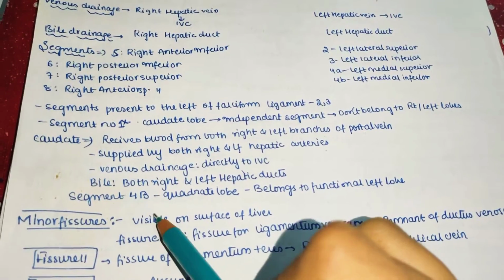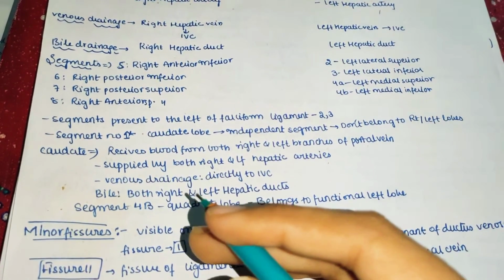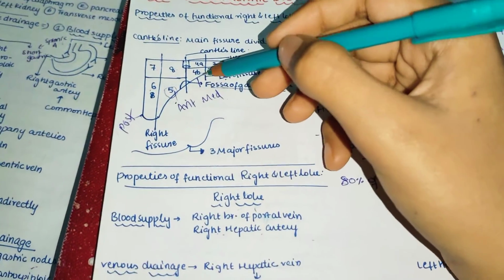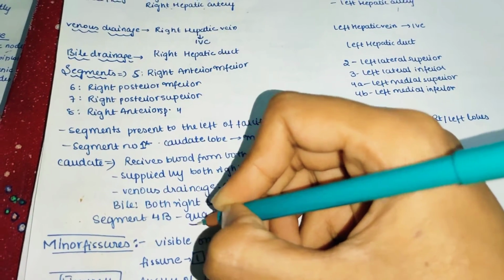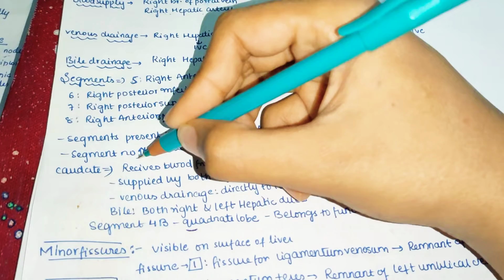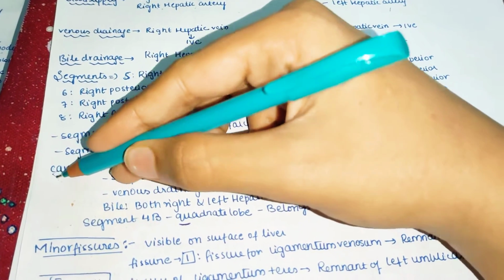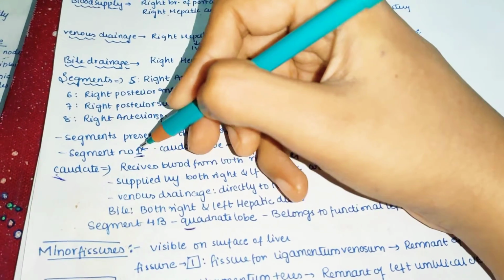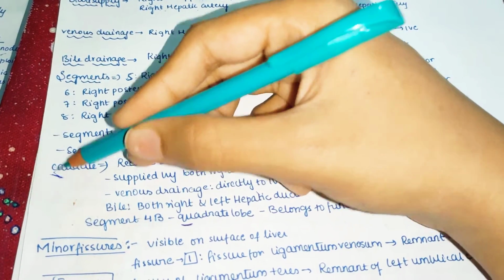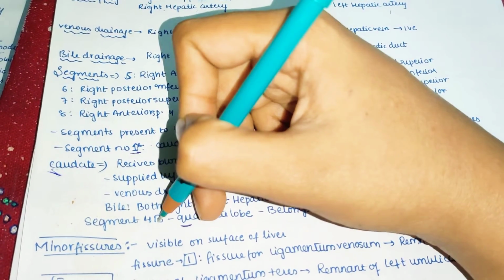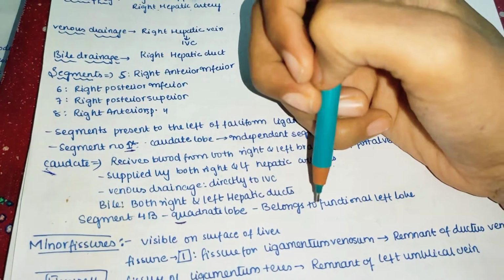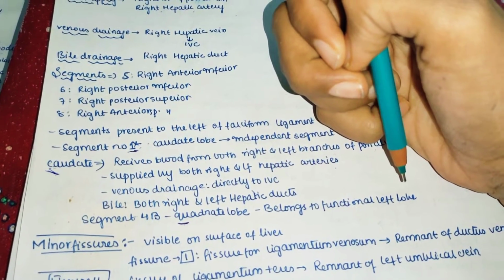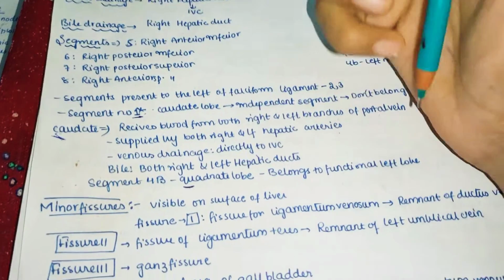And segment 4B, if you see segment 4B here, this is the quadrate lobe, Q for quadrate, whereas segment number 1 is the caudate, C. So segment number 1 is C, caudate, and segment number 4B is Q, quadrate lobe. This segment 4B belongs to the functional left lobe of the liver.